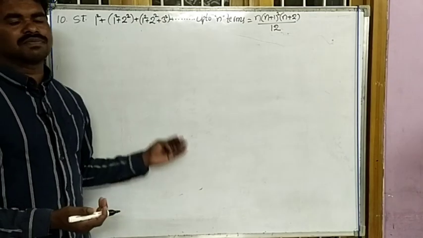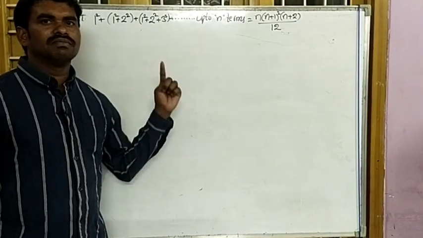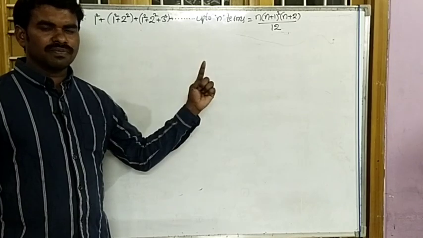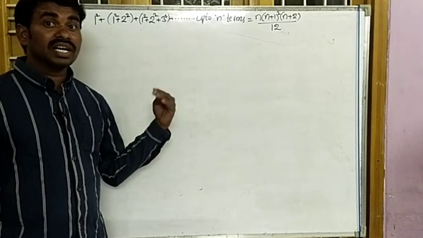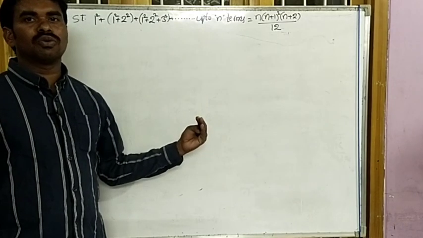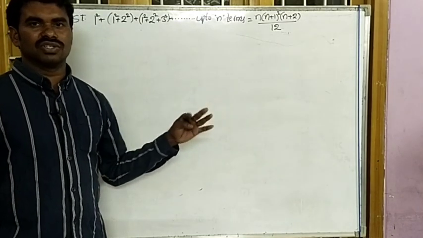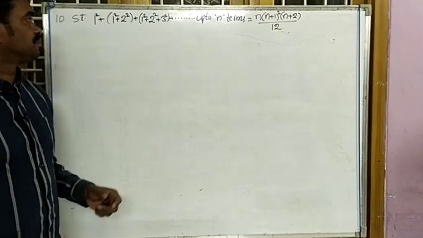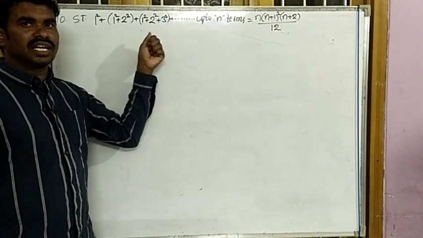Usually 3 steps are there. Step 1, we should prove it at n equal to 1. Step 2, assume that it is proved at n equal to k. Step 3, we have to prove it at n equal to k plus 1. So 3 steps are there. First, take the given statement.